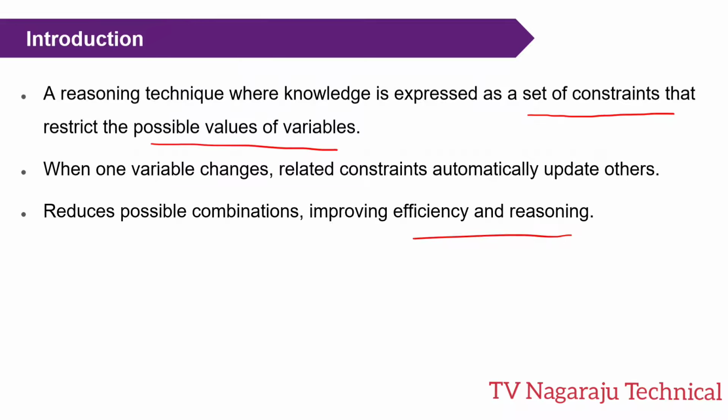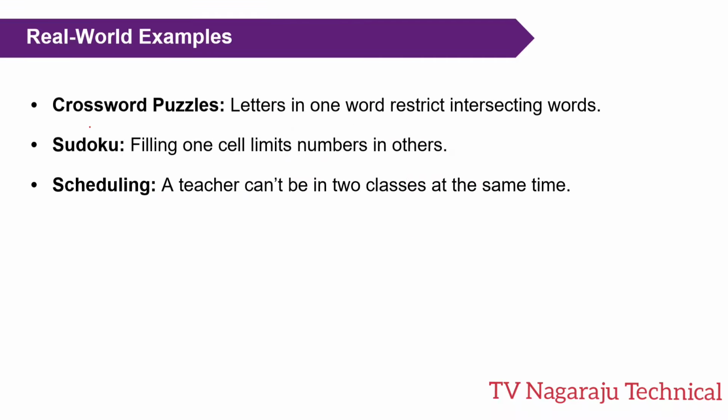That means if you are adding a set of constraints, and there is a change in one variable, automatically all the constraints update the other variables also. For example, understand the crossword puzzle game. So we know the crossword puzzle. First I fix one word. Based on this word, the other word combinations are limited. That means we are reducing the number of combinations of other words.